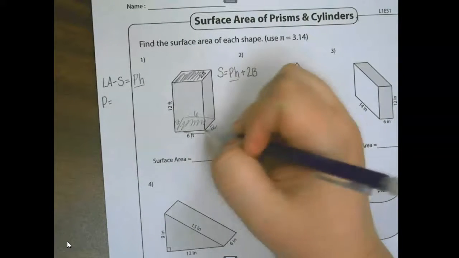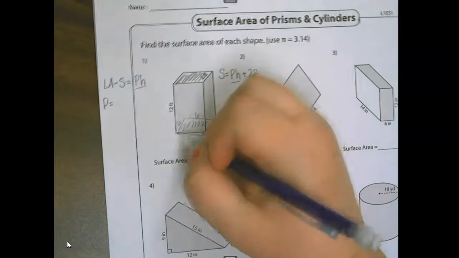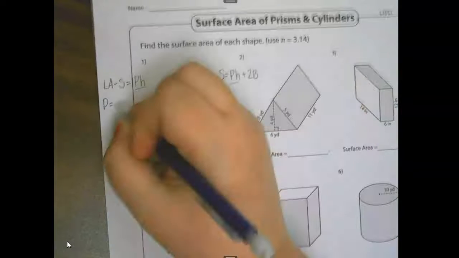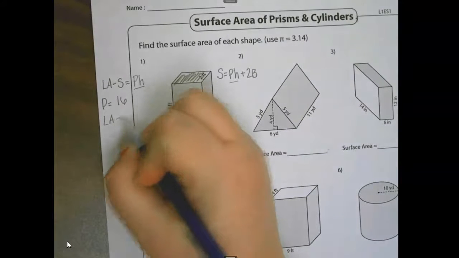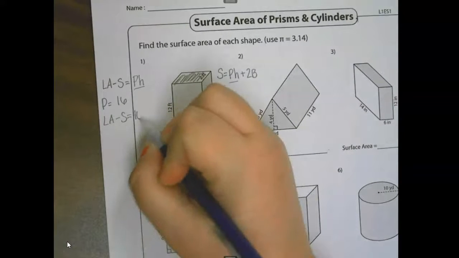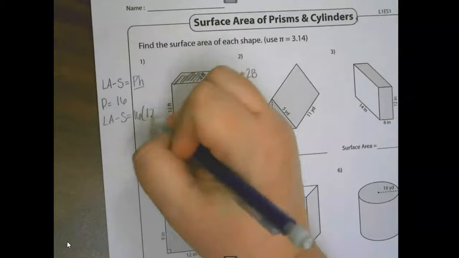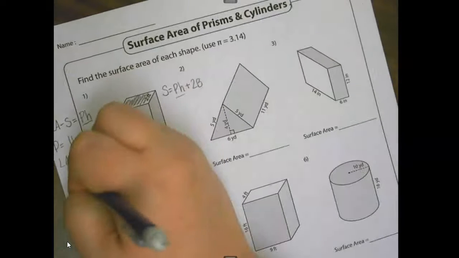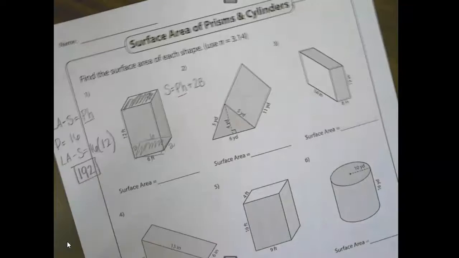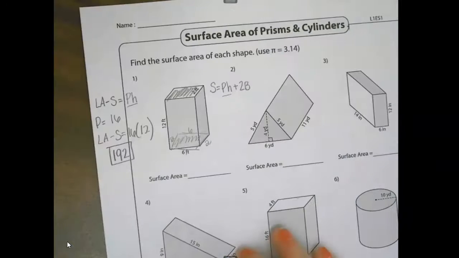So 6 plus 2 plus 6 plus 2 is 16. So to find my lateral surface area, I'm going to do 16 times the height, which is 12. 16 times 12. Sorry, my calculator was not within our reach. And I get 192. 192 is my lateral surface area. We want to put units, it'd be feet squared.